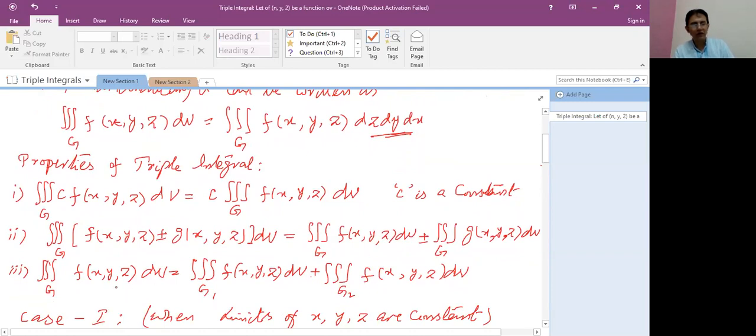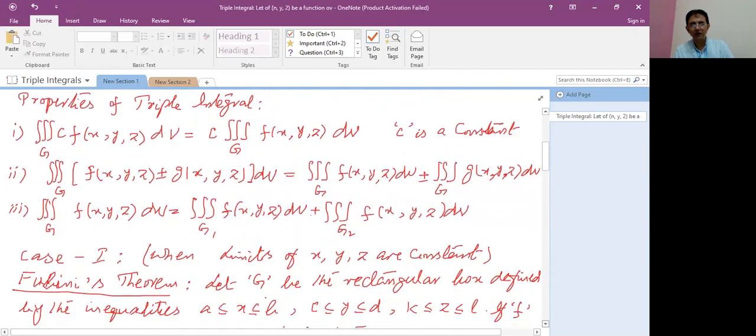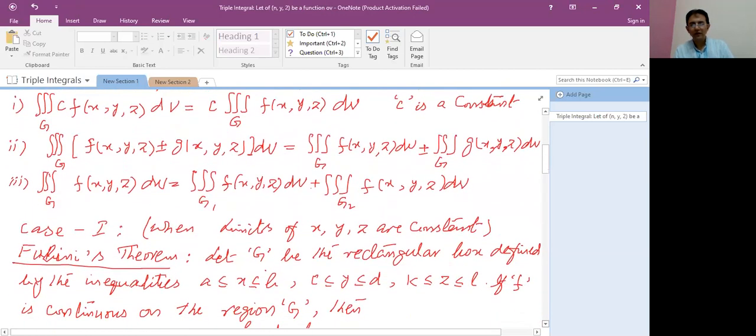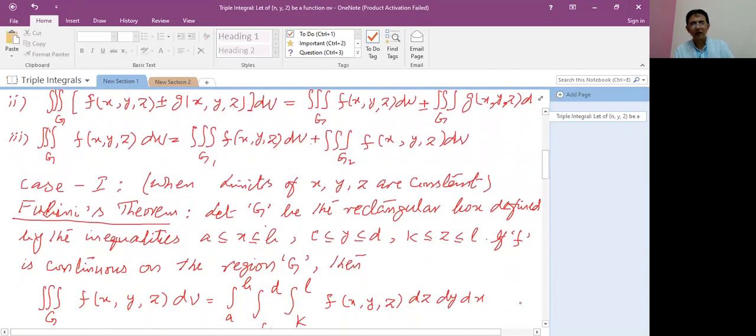Now the third property is the triple integral of f of x, y, z into dv, which is equal to the triple integral over G1 of f of x, y, z into dv plus the triple integral over G2 of f of x, y, z into dv. So student, the third property is considered when we divide the region into two regions or more than two regions, we call them G1 and G2, then find the integral. It is called the third property of the triple integral.